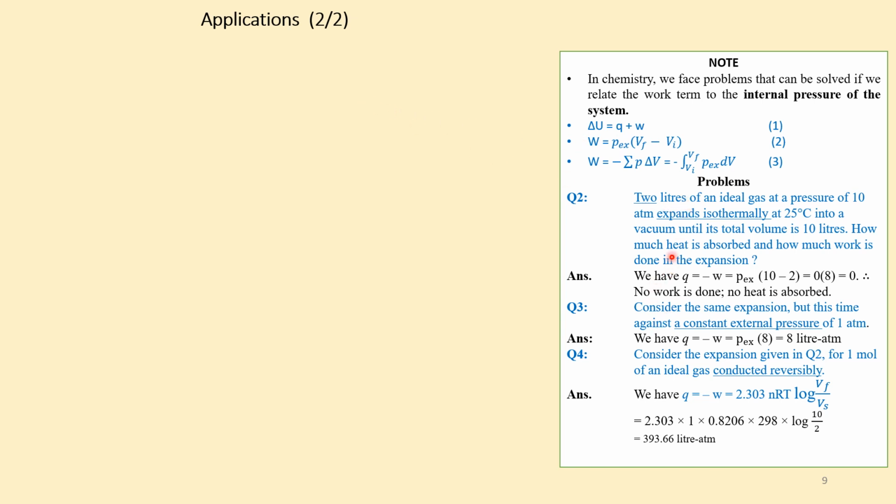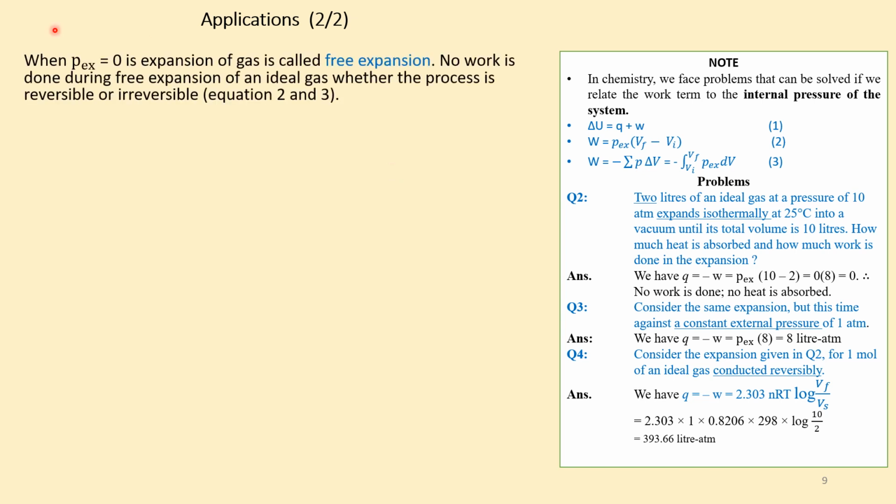The problems part of this insert box I will discuss later. When PEX is equal to 0, the expansion of the gas is called free expansion and no work is done. That is, W is equal to 0 during free expansion of an ideal gas, whether the process is reversible or irreversible.